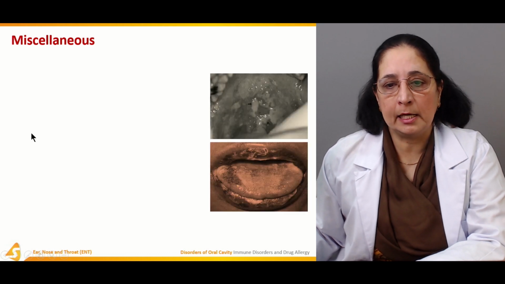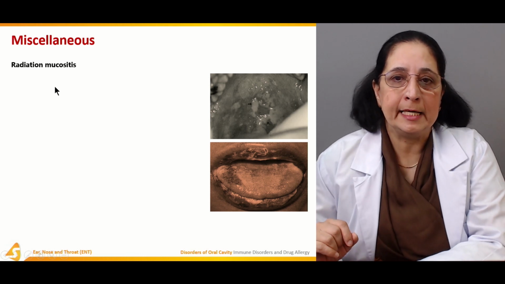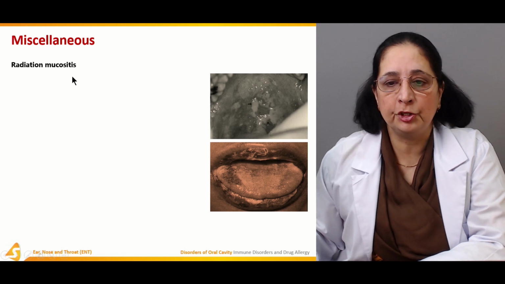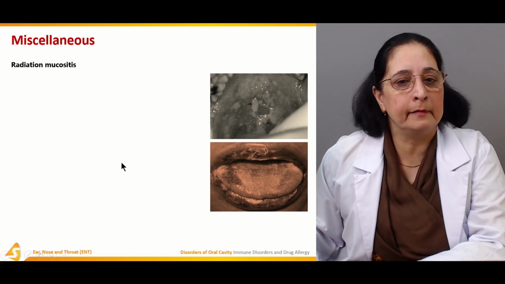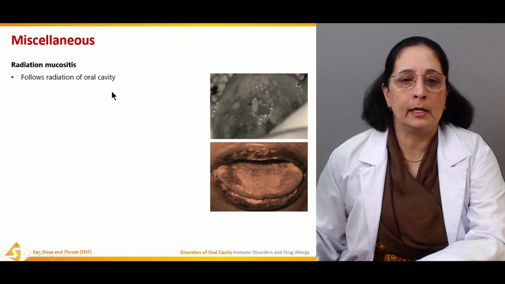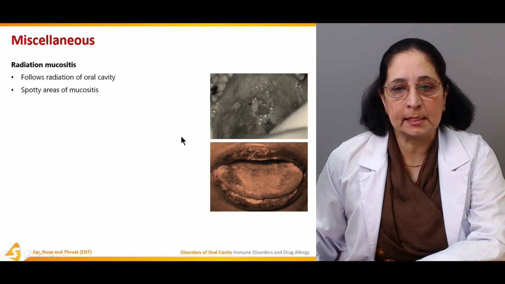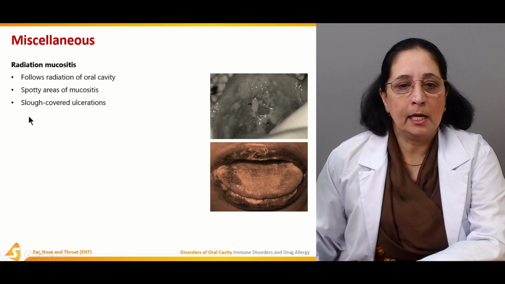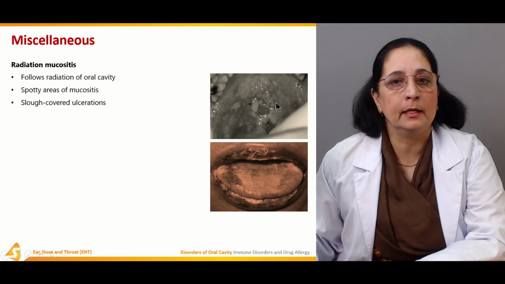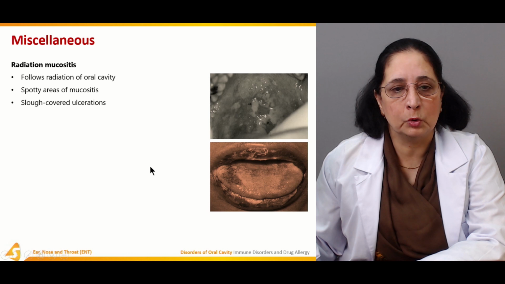Miscellaneous conditions that can cause disorders: radiation mucositis. People who are getting radiation can get inflammation of the mucosa and develop lesions following radiation of the oral cavity. Spotty areas of mucositis are present, with slough-covered ulceration. You can see these slough-colored ulcerations, and there are spots on the mucosa.